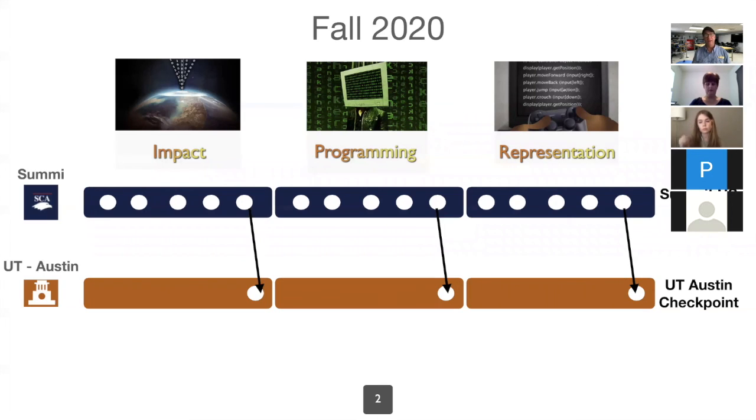The first one is on impact. Then we're going to do some basic programming. And then we're going to look into communications or representation, how digital information is shared.